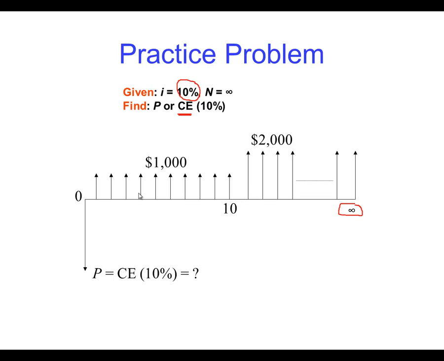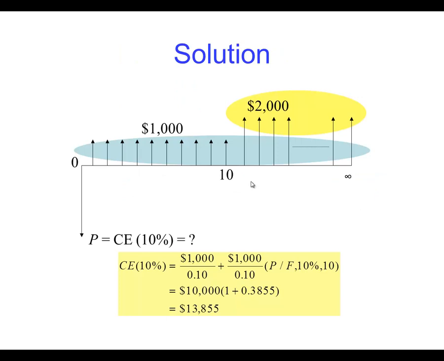Remember that when I have such a problem, I can break it into two pieces. The first 1,000 goes all the way to infinity, so I can break these into 1000 and 1000. And for this, then I can use 1000 over the interest rate, which is 10%, and I'm done with the first 1000. Now how about the second 1000 that we left over here?